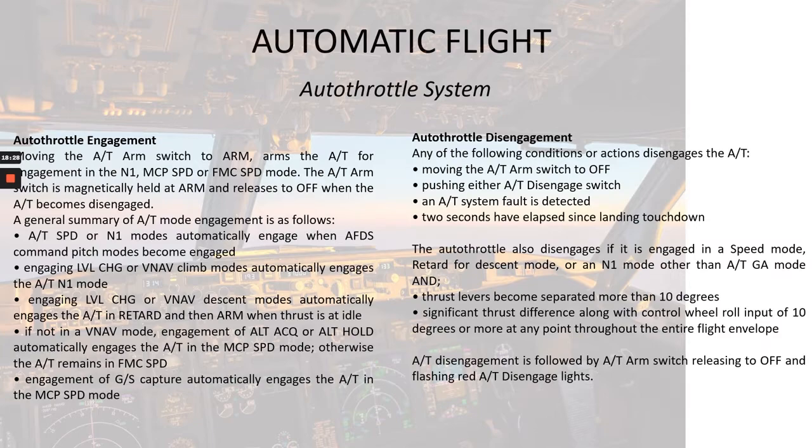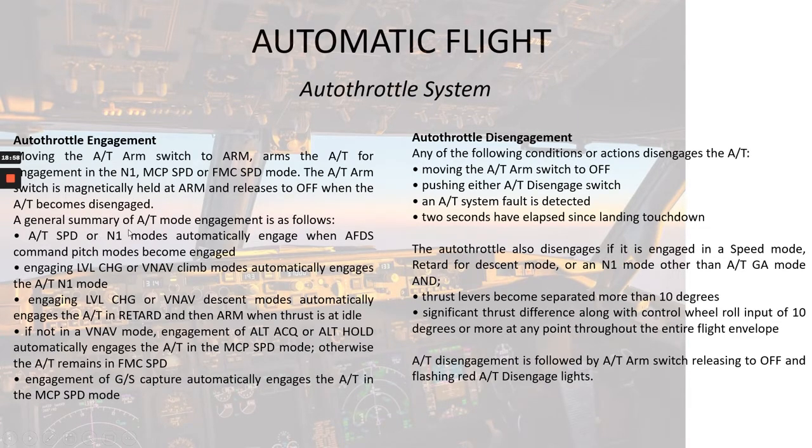All right, let's talk about Autothrottle engagement and disengagement. We'll start with the engagement here. Moving the Autothrottle arm switch to arm arms the autothrottle for engagement in the N1, MCP speed, or FMC speed mode. The autothrottle arm switch is magnetically held at arm and releases to off when the autothrottle becomes disengaged.